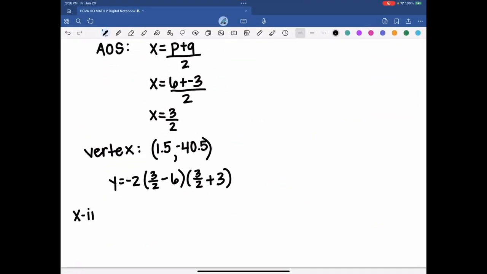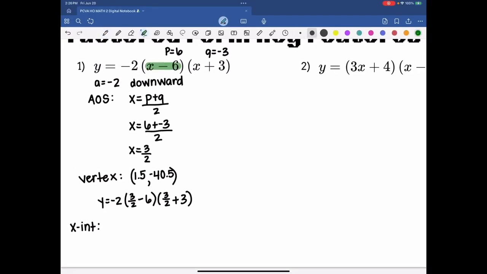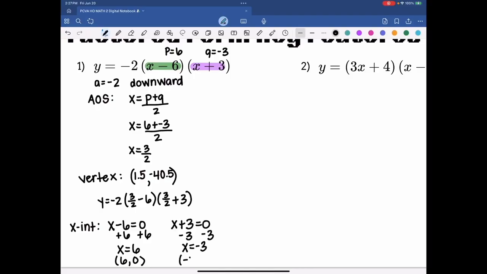But if I want to find the x-intercepts, all I do is I take my two factors. So my two factors are x minus 6 and x plus 3. I don't worry about the 2 because that doesn't have an x. And I set that equal to 0 and I solve it. So I'm going to add 6 over. And I have an x-intercept at 6, which is located at 6, 0. And then I have x plus 3 is equal to 0. So we're going to subtract the 3, and then that's going to give me an x-intercept at negative 3. So I have another x-intercept located at negative 3 and 0.